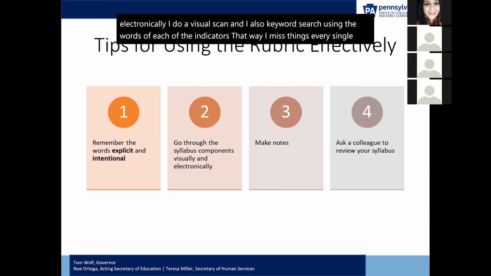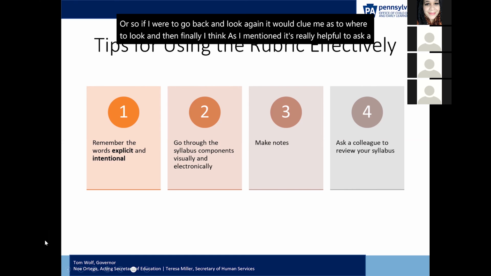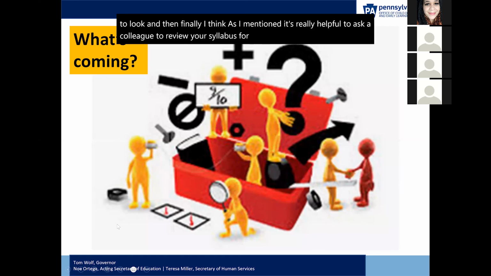I think that can then be helpful in making sure that you do not undervalue what's there. I make notes if I notice, for example, that there's emphasis in assignment 4 on a particular indicator. I'll write assignment 4. So if I were to go back and look again, it would clue me as to where to look. And then finally, I think, as I mentioned, it's really helpful to ask a colleague to review your syllabus for you.